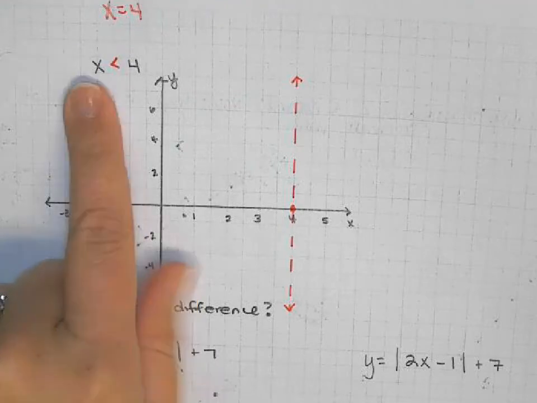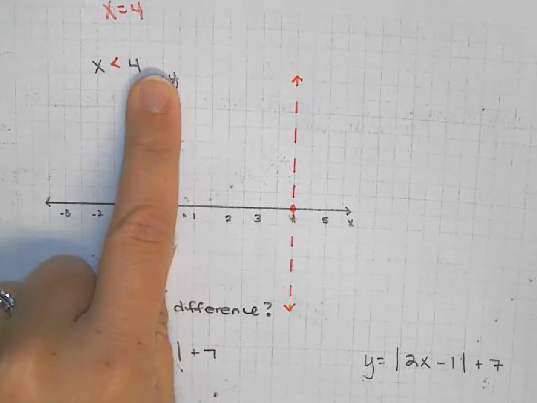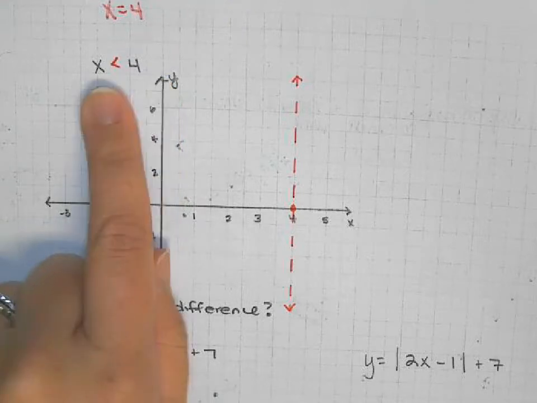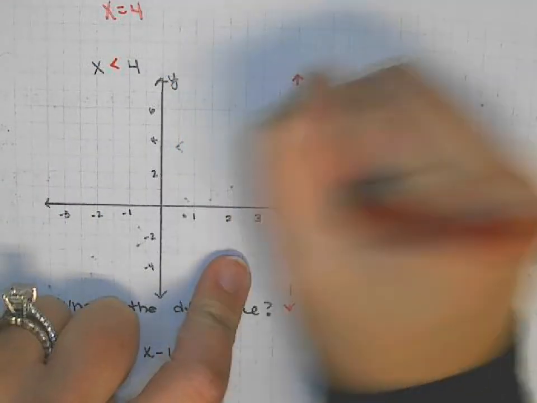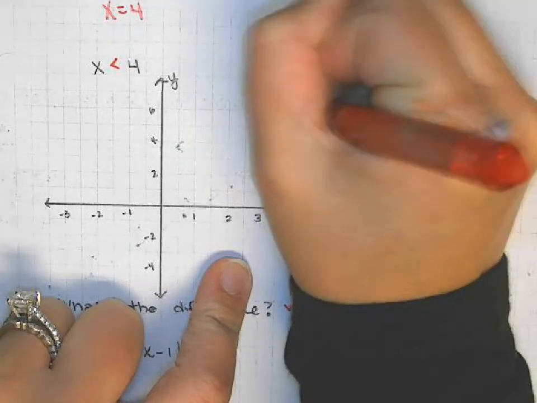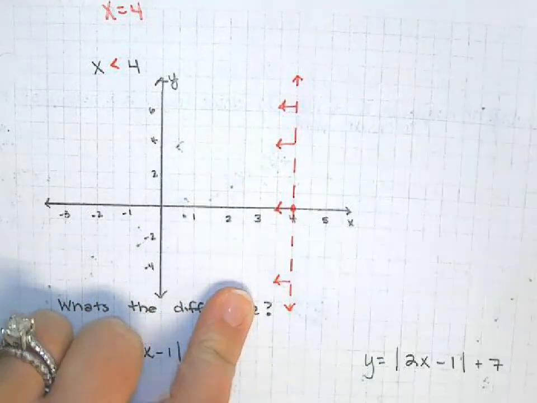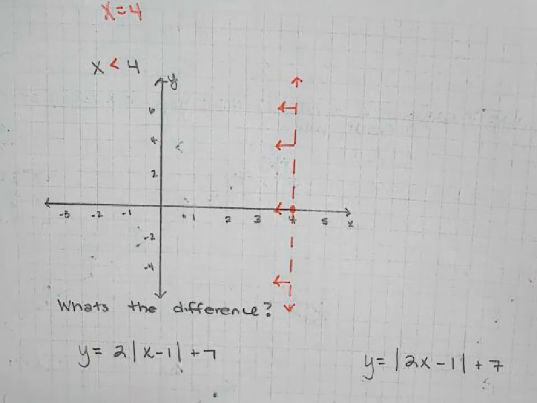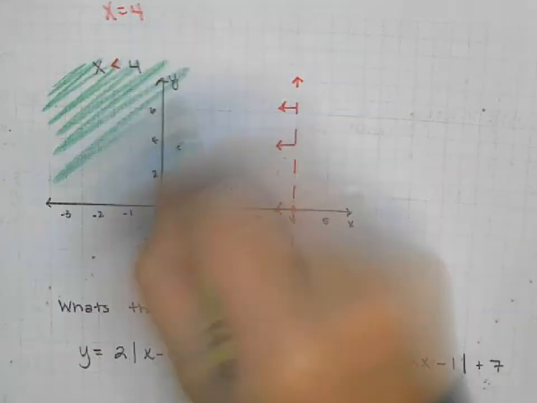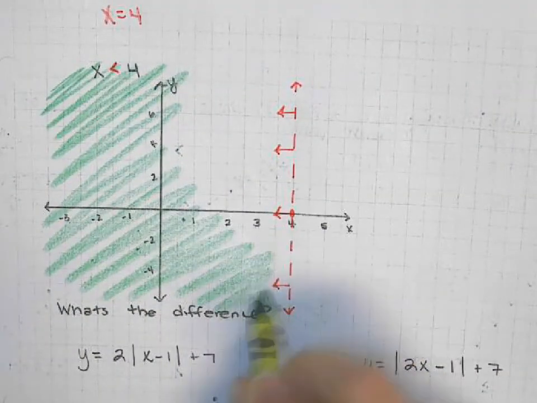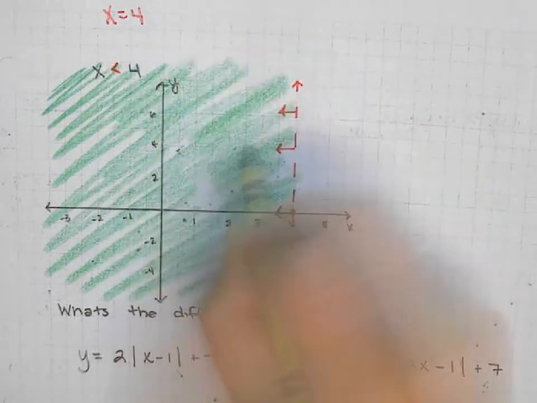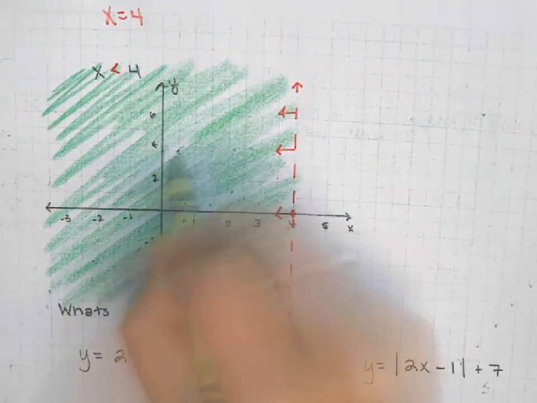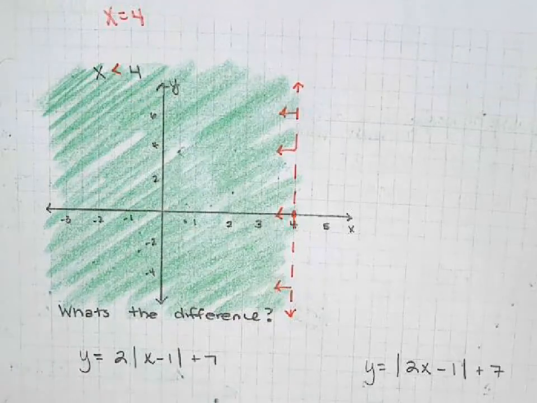So where is x less than 4? On your x-axis, that moves left to right. That's why we're comparing it with a left or right arrow. Where is x less than 4? To the left of 4. So we're going to put our arrow going this direction. And now we know that our shading has to be this whole region of the graph all the way to that dashed line.